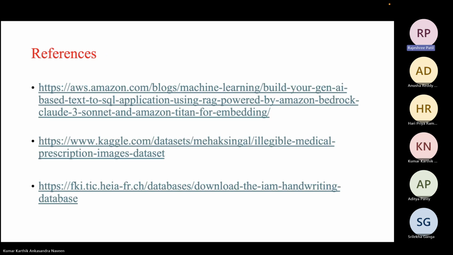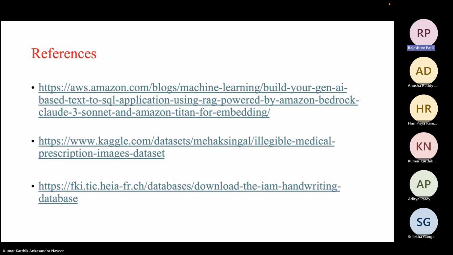To build and evaluate our solution, we referred to a range of technical resources. The AWS blog on Gen AI based text to SQL was instrumental in guiding our tool calling pipeline using Gemini and LangGraph, especially to securely and dynamically generate SQL queries.